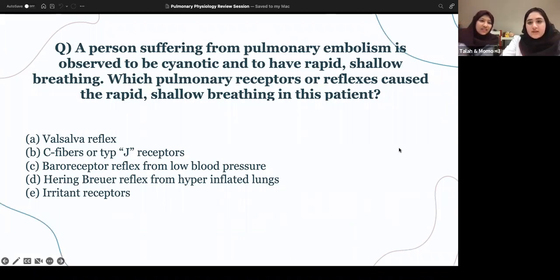A person suffering from pulmonary embolism is observed to be cyanotic and to have rapid shallow breathing. Which pulmonary receptors or reflexes cause the rapid shallow breathing in this patient?